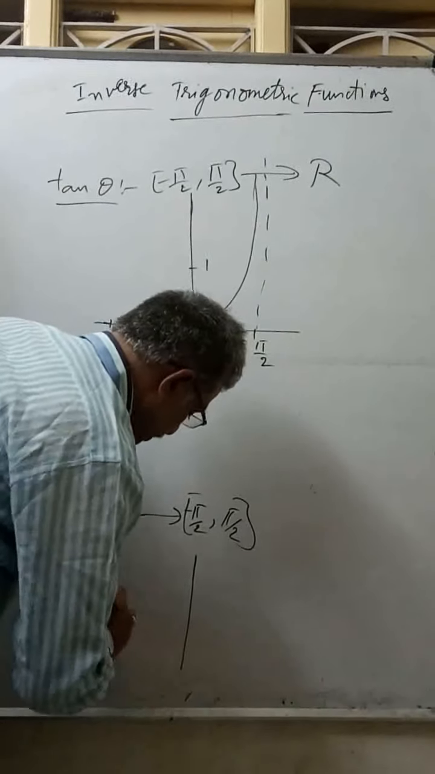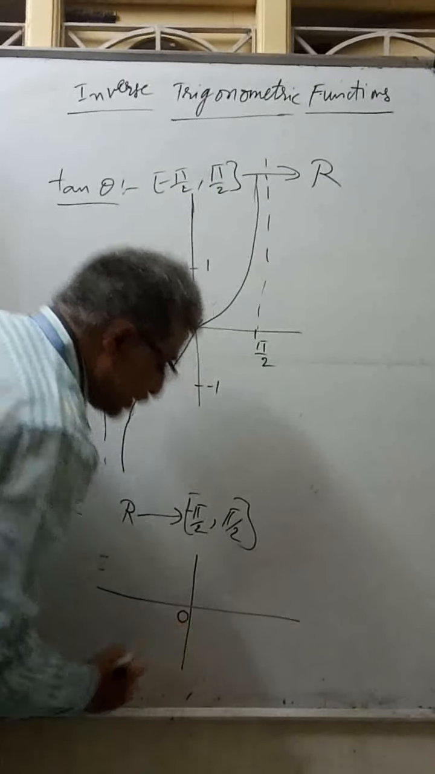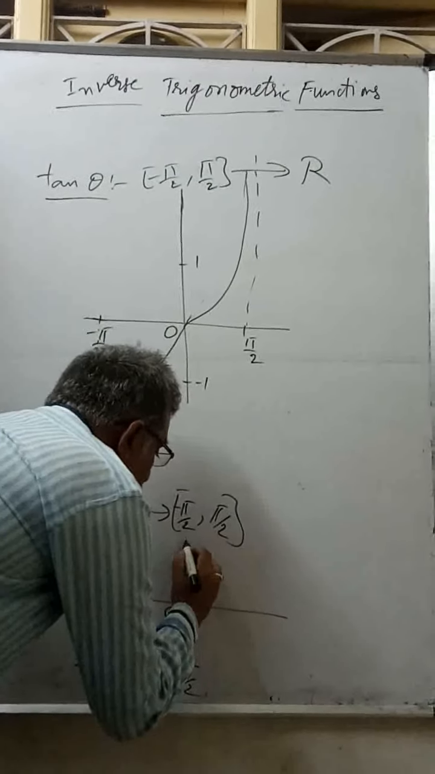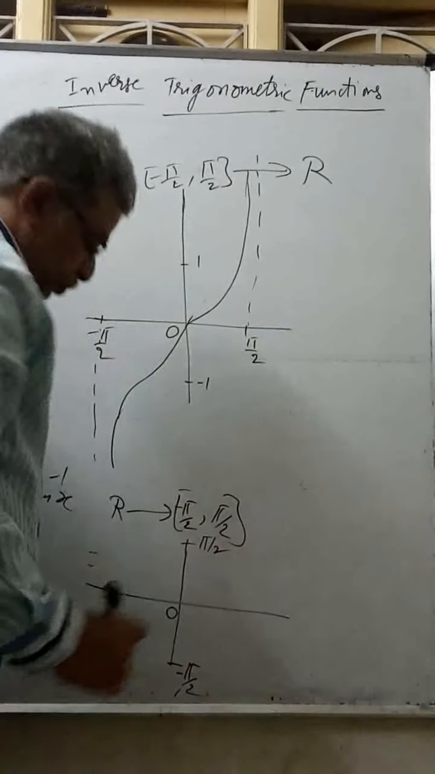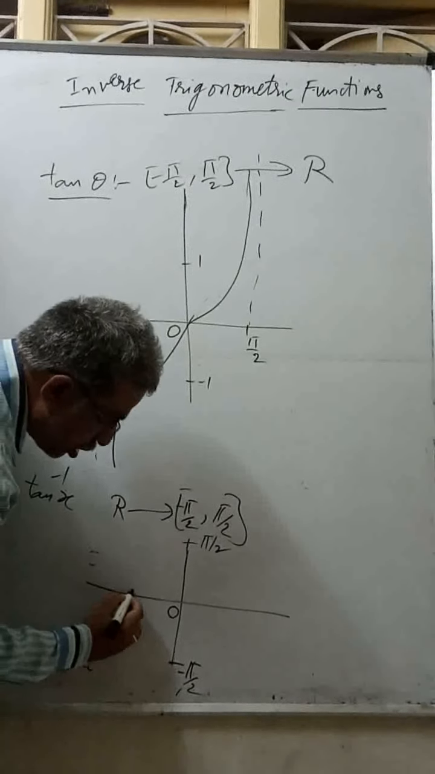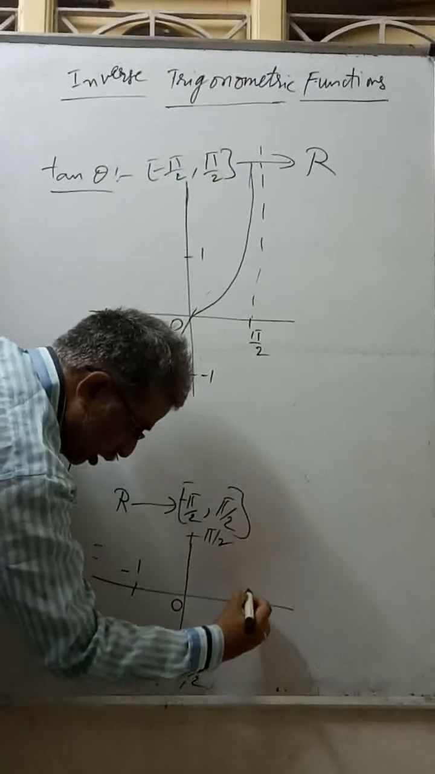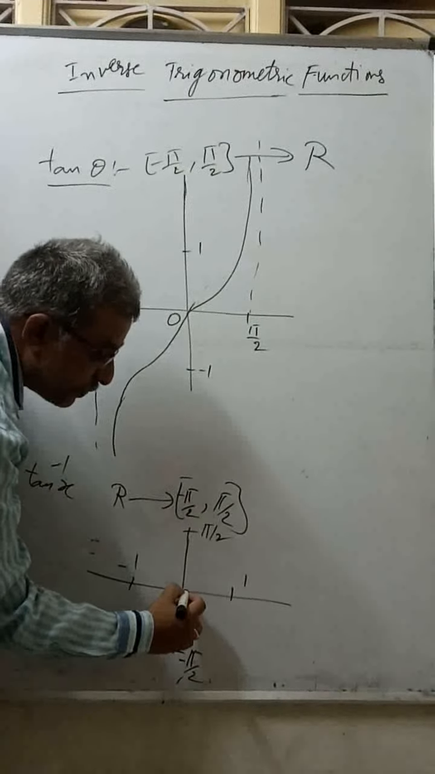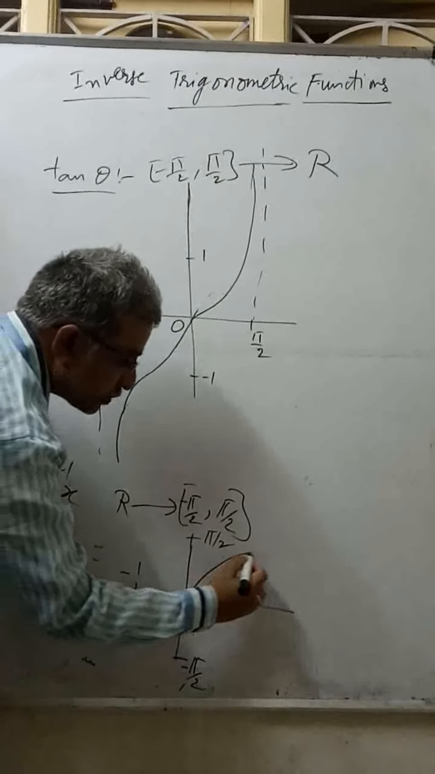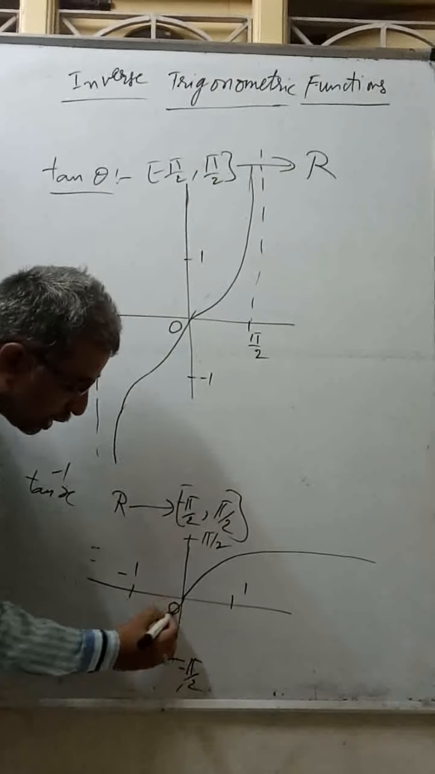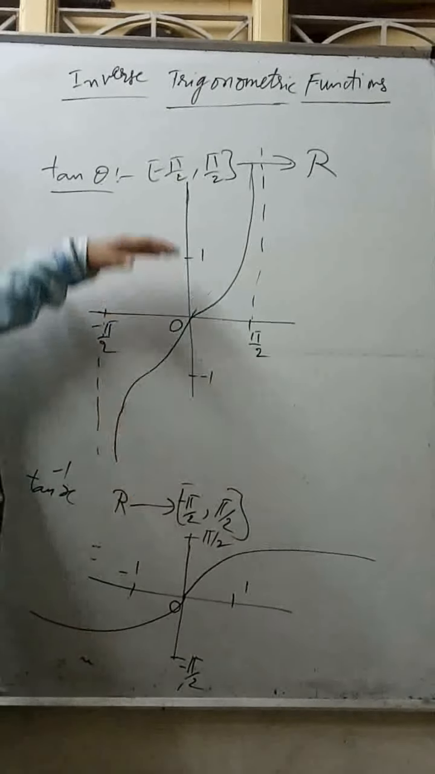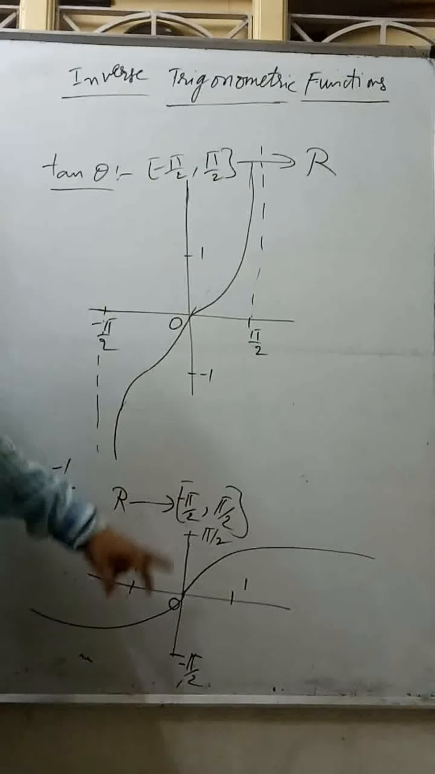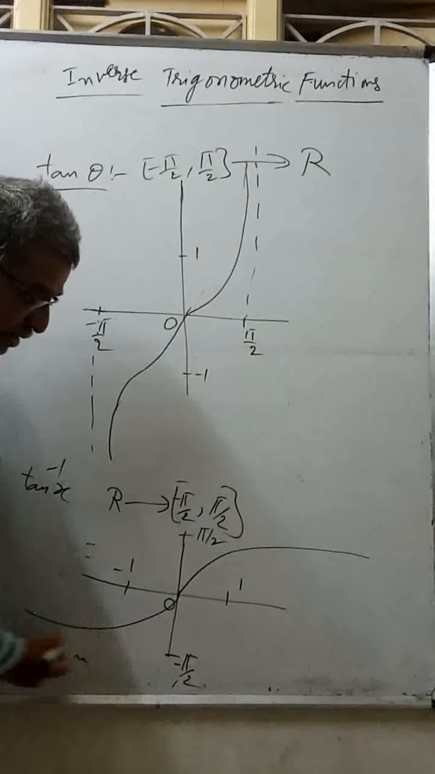So the graph will be like this, the inverse graph, 0, minus pi by 2, plus pi by 2, 1, minus 1, plus 1. So tan 0 is 0, but tan 90 is infinity. Tan 45 is 1. So the graph will be like this. If you mix up these two, one is the image of the other with respect to y equal to x. So this is the graph of tan inverse x.